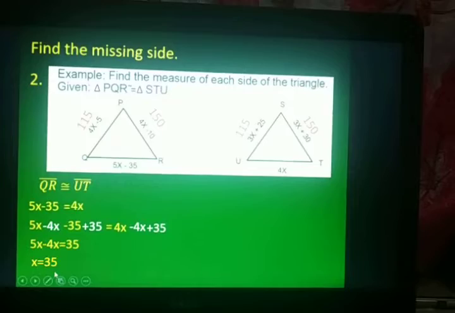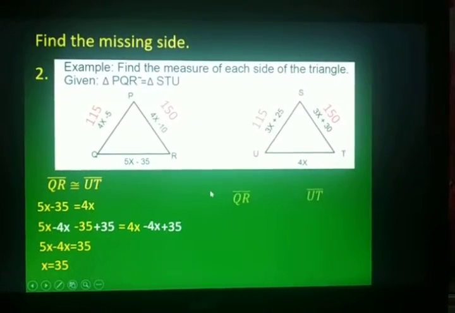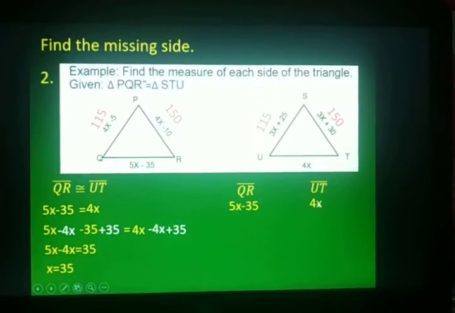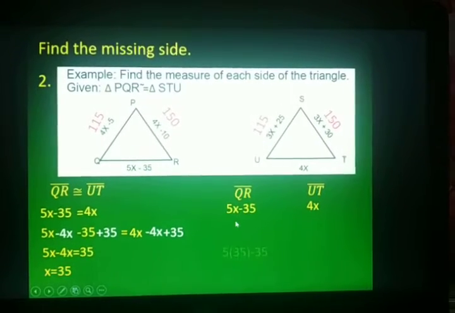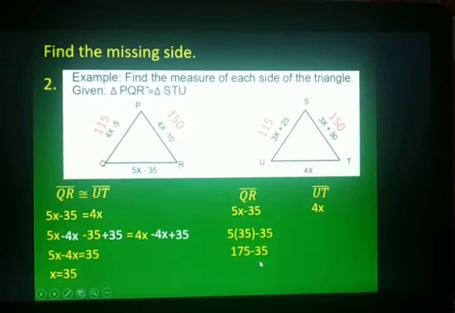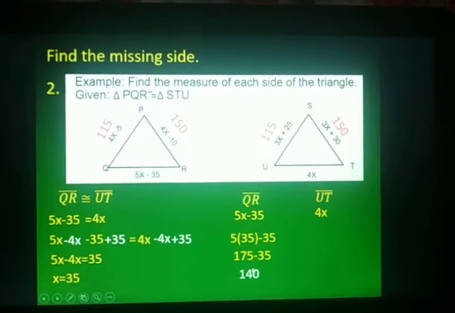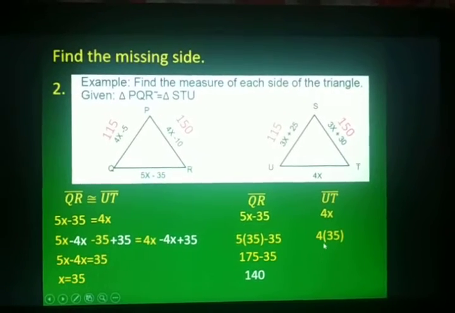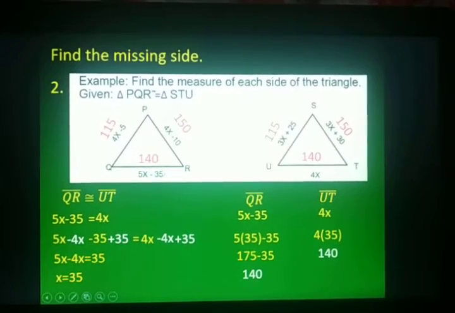In this case, x is 35. Okay? And then, copy QR and UT. QR is 5x minus 35. Side UT is 4x. Substitute 35 to your x. There. 5 times 35 minus 35. 5 times 35 is 175 minus 35. 175 minus 35 is 140. And your side UT is 4 times 35. 4 times 35 is 140. So, there, your third side is equal.